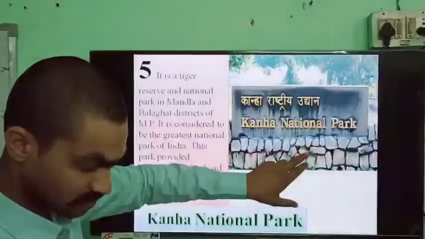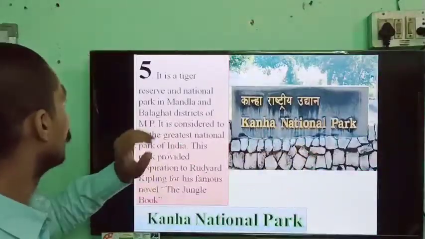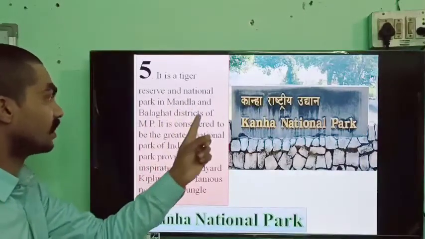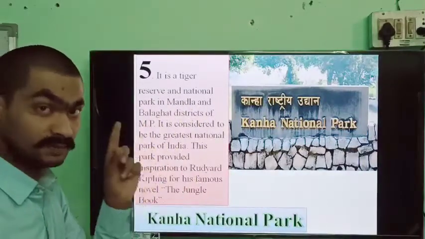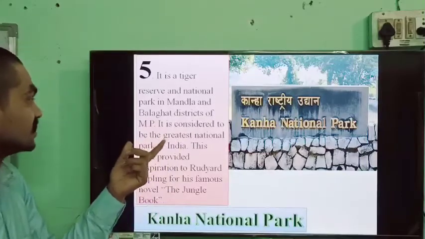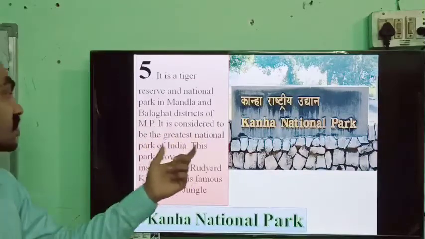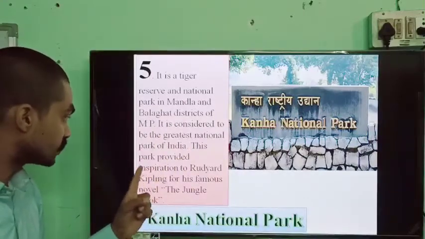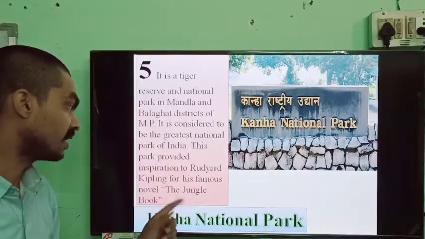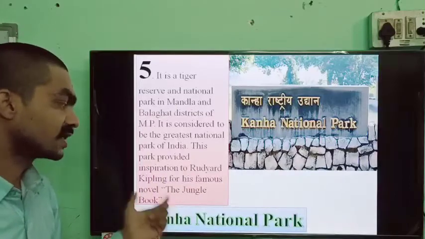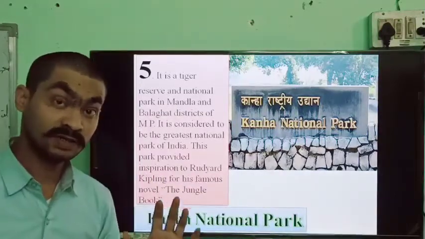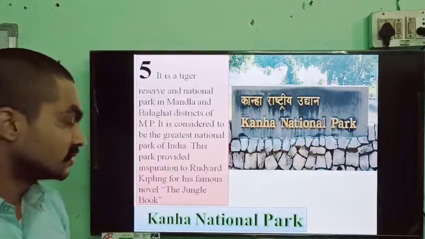Correct? Now, fifth, it is a tiger reserve and national park in Mandala and Balaghat districts of Madhya Pradesh. It is considered to be the greatest national park of India. This park provided inspiration to Rudyard Kipling for his famous novel, The Jungle Book. The Jungle Book you might have listened, one character, Mowgli.